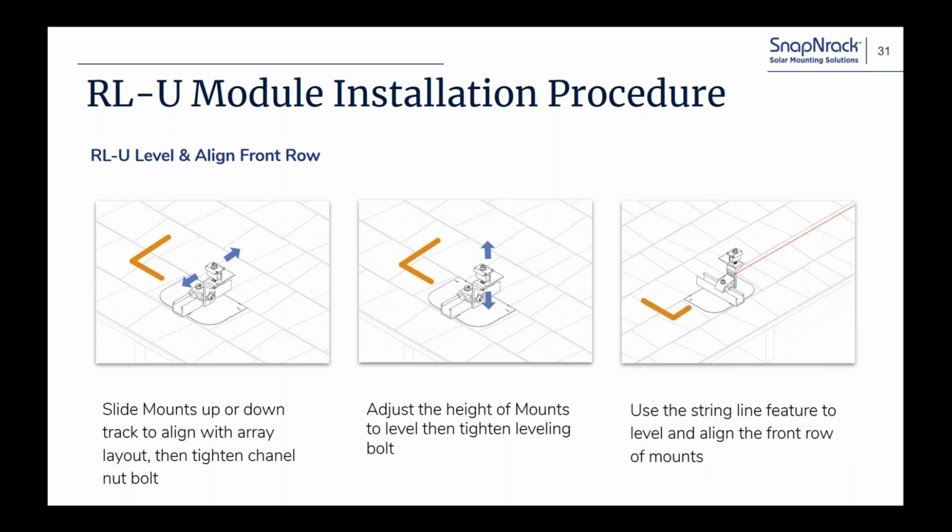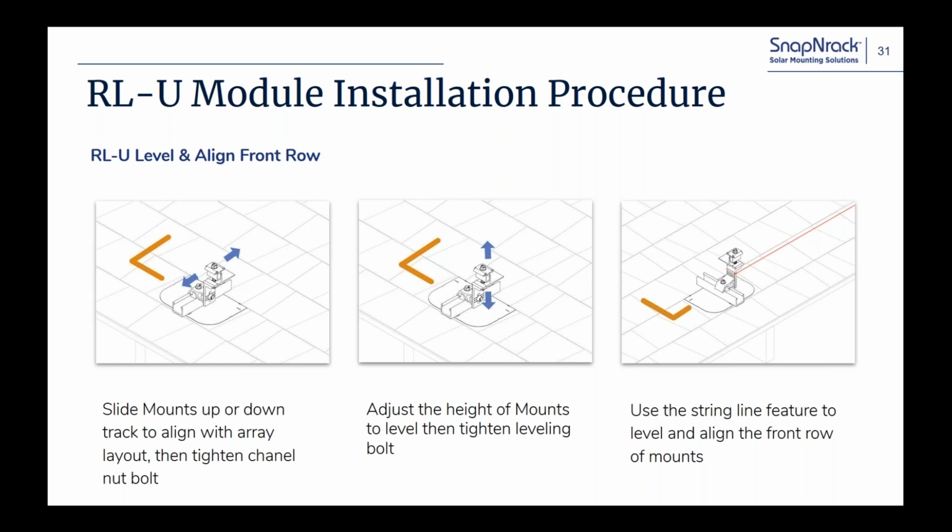So you install that first row. What you're going to do is take the leading edge of that mount, and you're going to align it with your corner layout mark, and then tighten the channel nut bolt. You're going to do that to both corners, and then you're going to run a string line. And we've got features on the mounts, a little cleat that you can wrap the string line around, and it helps you level that out.